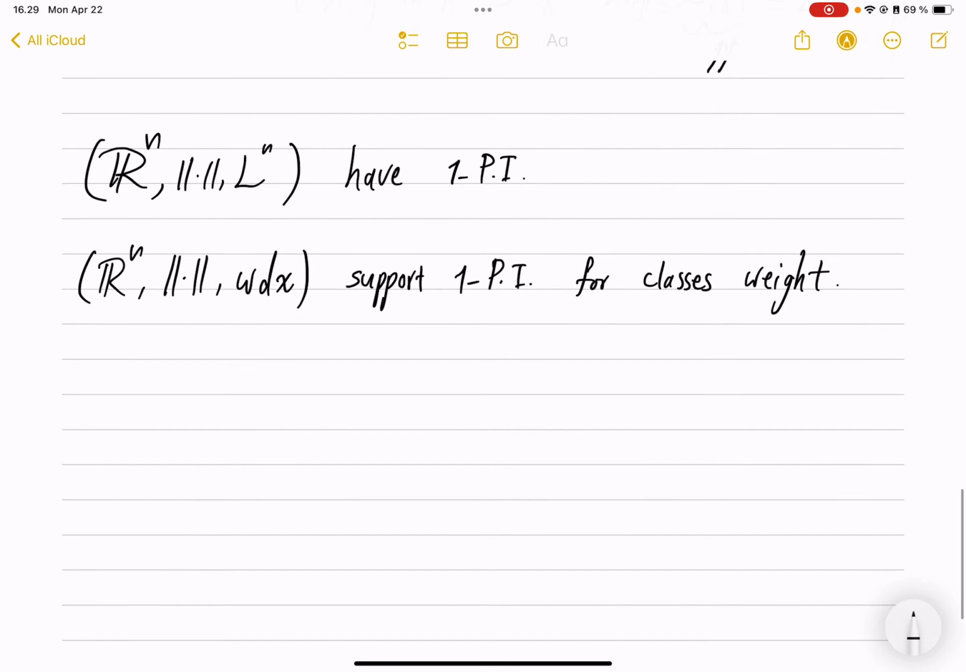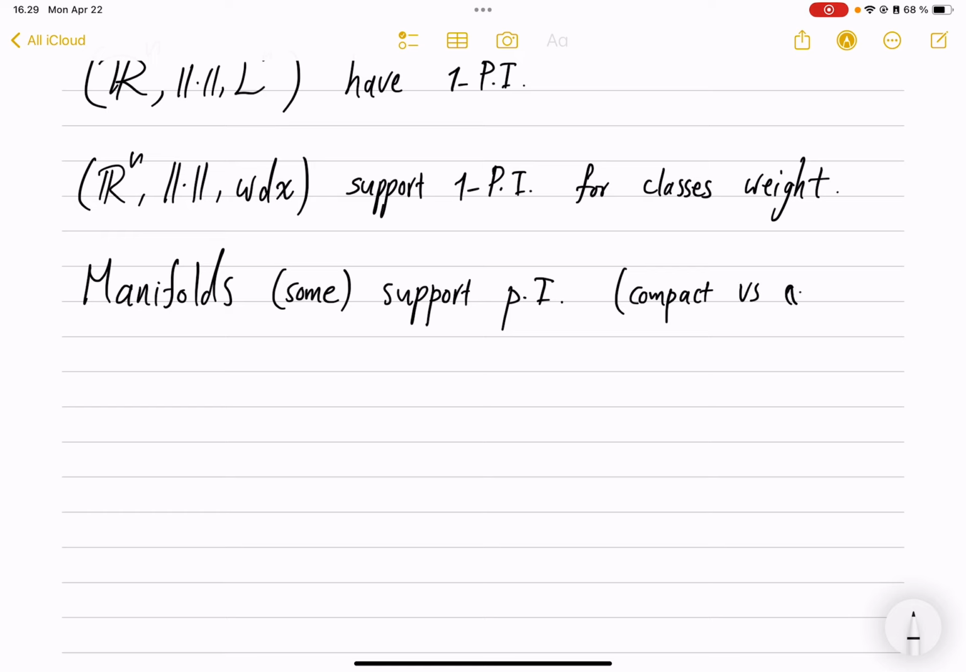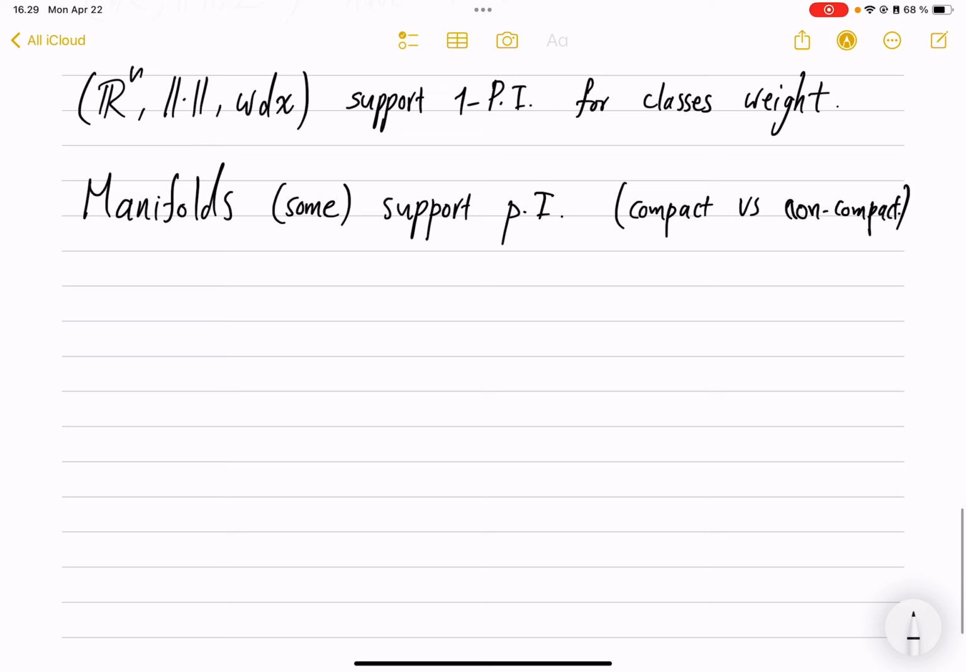So that's moving a little bit away from Euclidean settings. Manifolds: some manifolds, of course, support Poincare inequalities. The case of compact versus non-compact is quite delicate, and curvature comes into play some role. Sub-Riemannian examples will be Carnot groups, in particular Heisenberg groups.